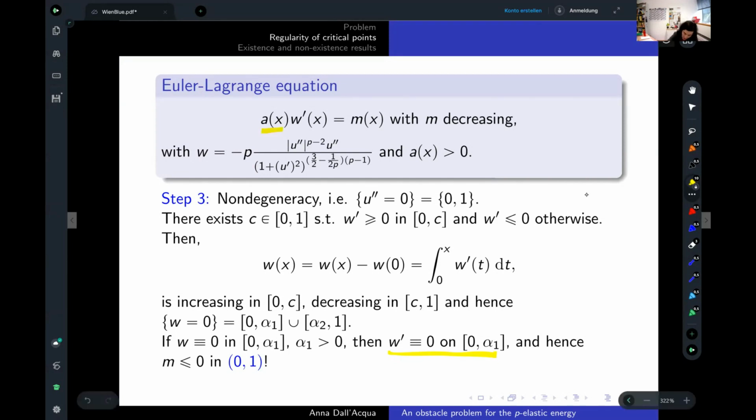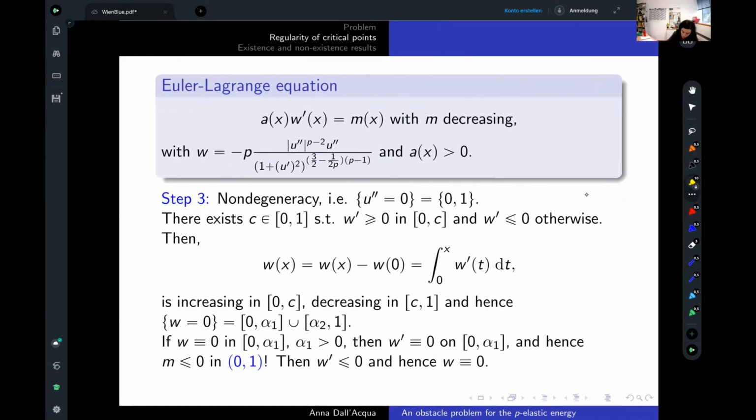Okay, then we go again back at the differential equation. That means w prime is 0 near 0, and that is equal to m, that is a decreasing function. That means m has to be smaller than or equal to 0 in all the interval (0, 1), because near 0 it is 0 actually, so it will have to be non-positive in the entire interval.